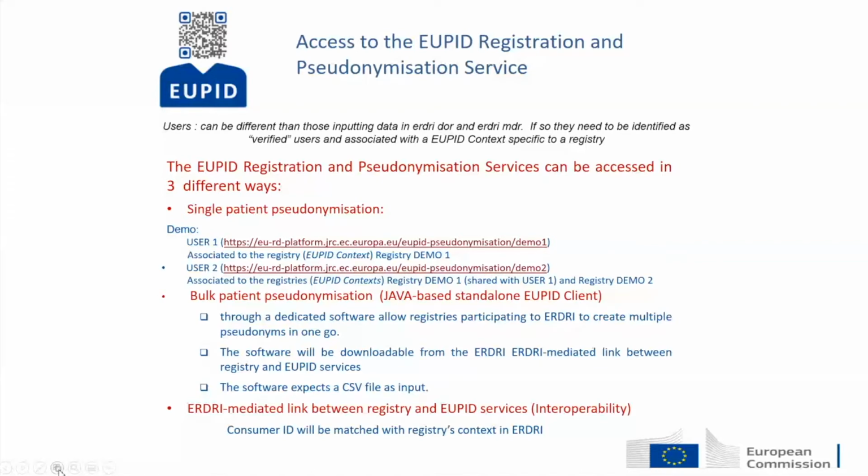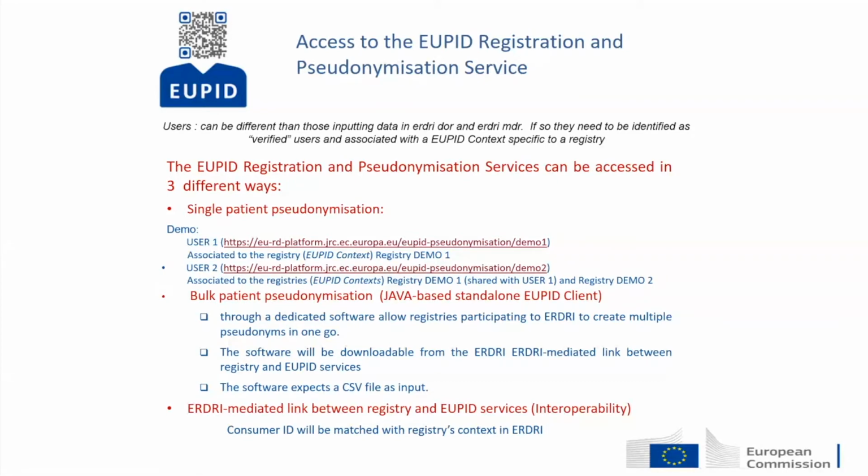And then we have the bulk patient pseudonymization. So instead of going one by one, obviously, if the registry has already hundreds of patients or thousands of patients, the bulk way can be done always through the portal, the web portal of ERN, through a dedicated software that allows the registries to create multiple pseudonyms in one go.